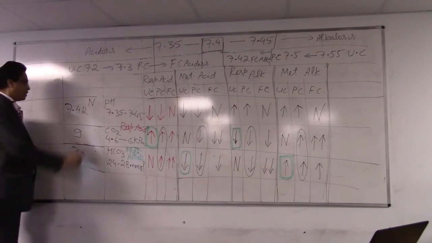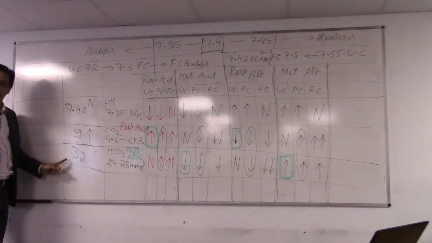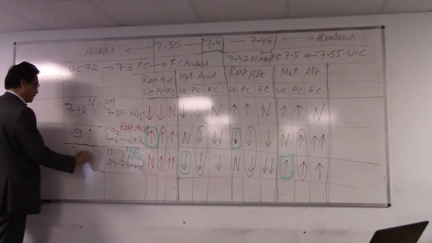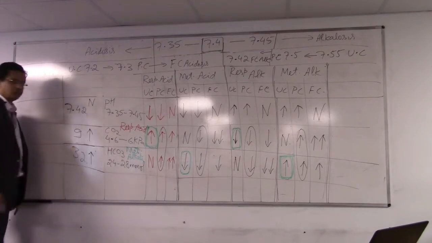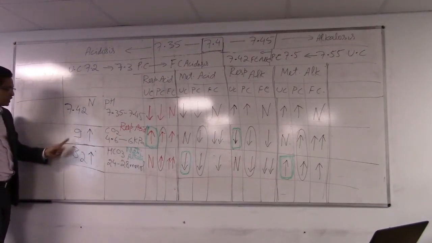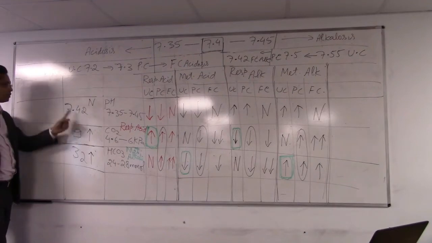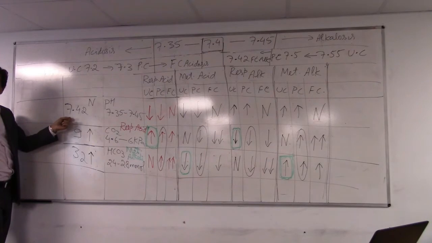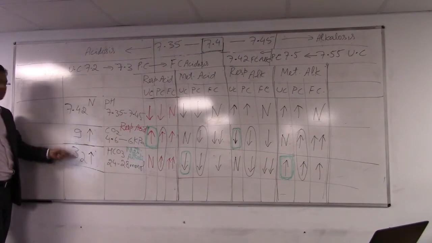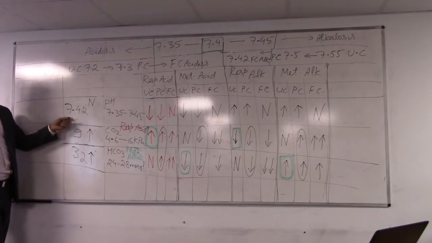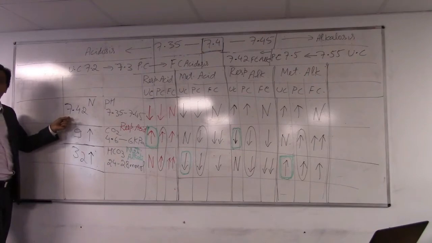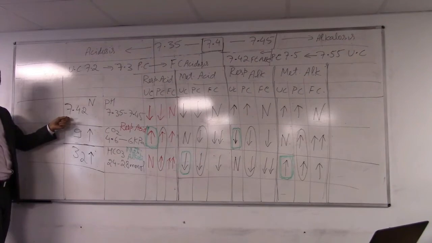pH is normal. Carbon dioxide is high. Bicarbonate is high. If these other two are abnormal, though the pH is normal, do you understand? There is a problem, but it is compensated. If the other two are normal, then it is a normal blood gas. Otherwise it has compensated and become normal, so then you must know what it is.